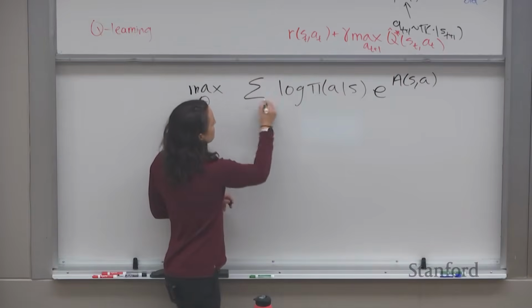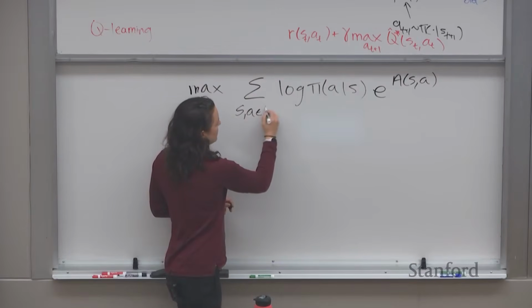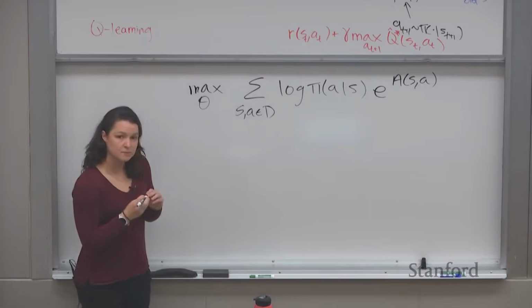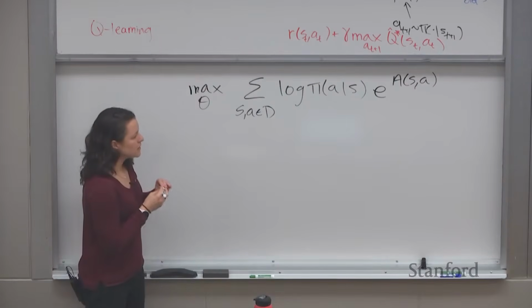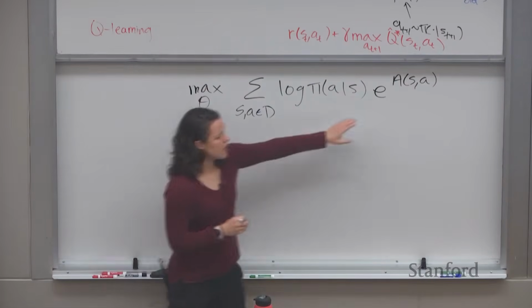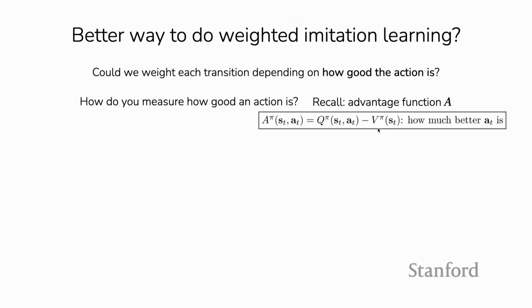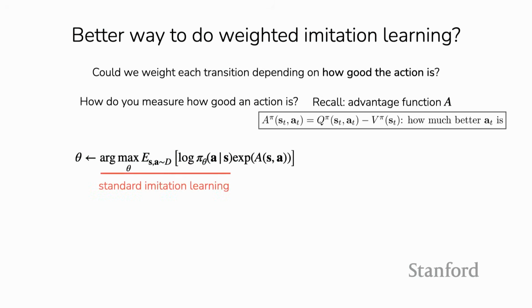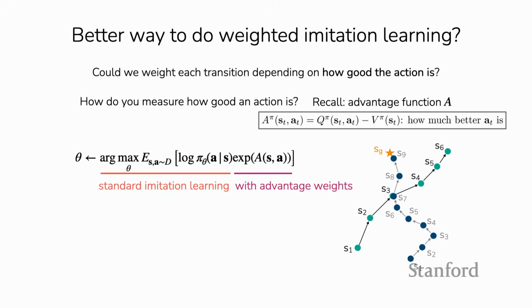And this will be a sum over states and actions in our data set. In terms of the choice to exponentiate them, there's actually a way to derive this particular objective. And I'll mention that on the slides. We won't go through the derivation, but if you're interested, we can see if we can post it after lecture.